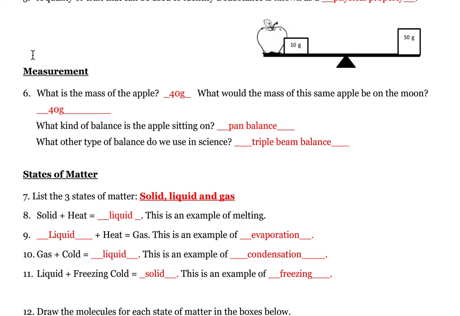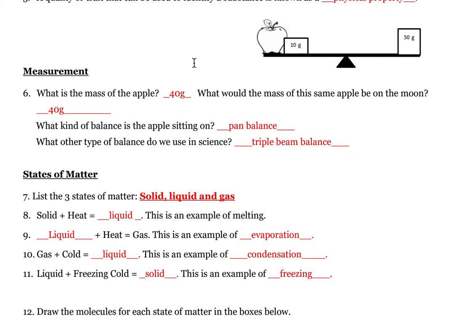Alright, we're going to go to the measurement section, and we're going to use this picture or diagram to answer number 6. Number 6, what is the mass of the apple? The answer is 40 grams. So over here you have a blank on the apple and you have 10 gram weight. Over here you have a 50 gram weight. This is a pan balance and the balance is balanced. So you need to take the 50 and subtract 10 to find out what the mass of the apple is. 50 minus 10 is 40.